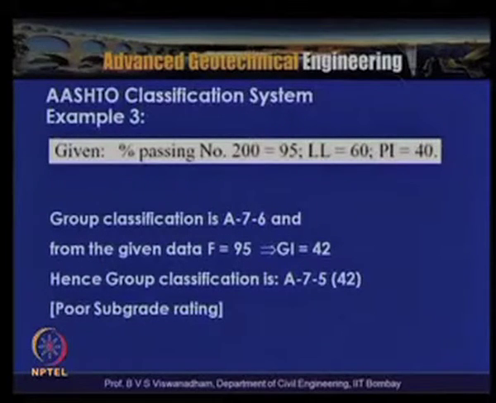Coming to the next example: percentage passing number 200, that is passing the 75 micron sieve, is 95%, the liquid limit is 60% and the plasticity index is 40. Having run through the chart, the group classification is obtained as A7-6, and determined with F equal to 95, the GI is 42. Here the 95, that is the percentage fines, is taken as the percentage and then the computed GI is equal to 42. You can note that this GI is very high. So the group classification is written as A-7-6(42). That means this is understood as a poor subgrade rating.